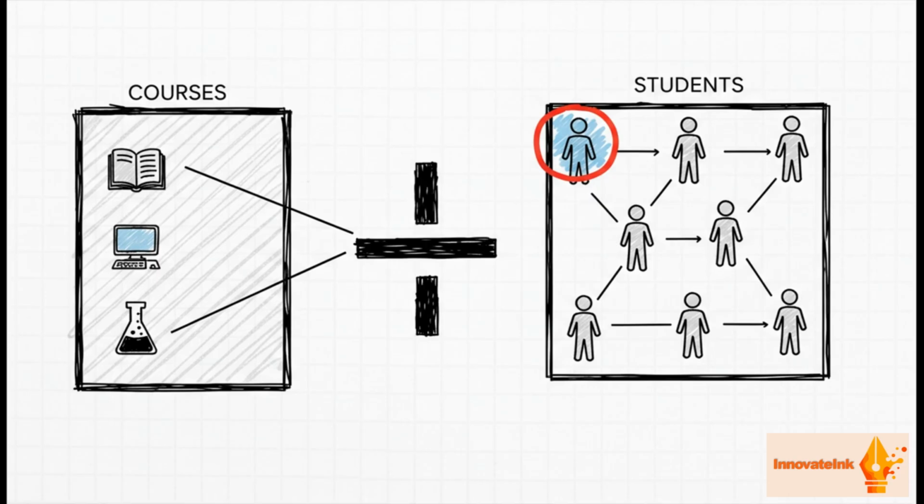So for our problem, you could take the big table of all student enrollments and you divide it by the table of all available courses. What you get back is a neat little list of just the students who are linked to every single one of those courses.